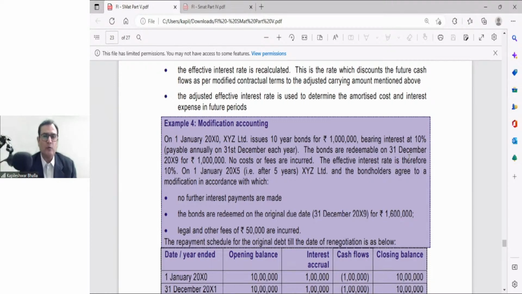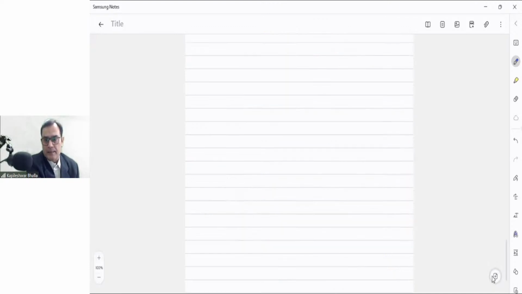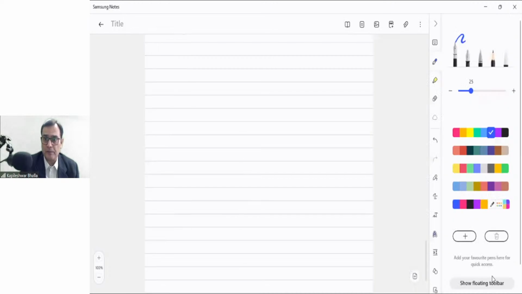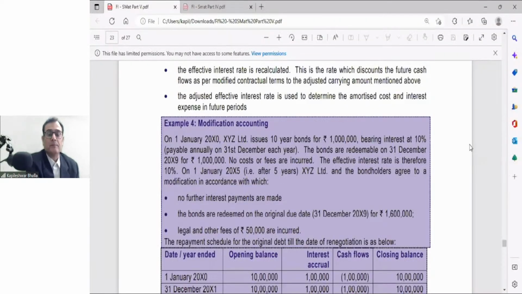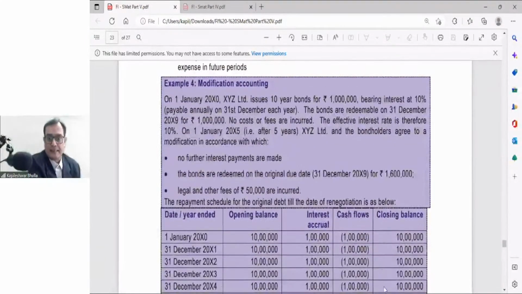So first of all, we need to decide in this particular case whether it is a case of modification or extinguishment accounting. So we're going to apply the 3-step model again in this case and take a call. So example number 4, which is given on page 12.166, let me just write down the page. So example number 4 on page 12.166.